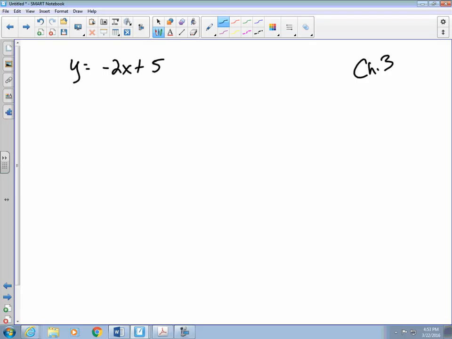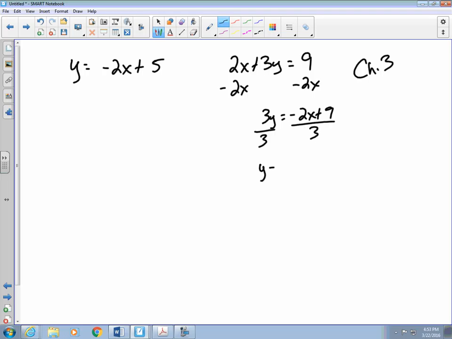Okay, so if you have a function where y is not by itself, we talked about this as well, and this one was in standard form. If you want to graph it, you want to get that y by itself. So get rid of that x term and get rid of that coefficient and rewrite it so that it is in slope-intercept form, because whatever number is in front of the x is the slope.